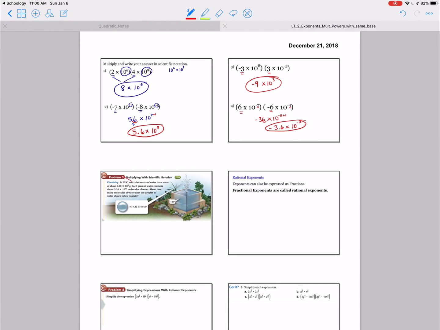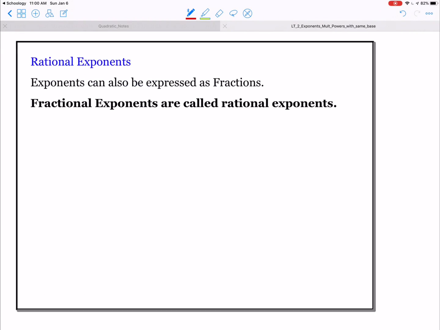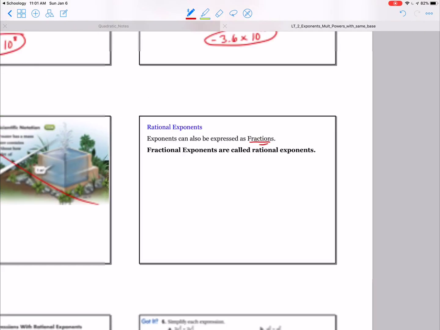We're going to skip this problem and go right to rational exponents. Now we're going to dive into rational exponents later on in the unit, but these next few examples are going to follow the patterns that we've already seen. Exponents can also be written as fractions, and a rational exponent is just those fractional exponents.